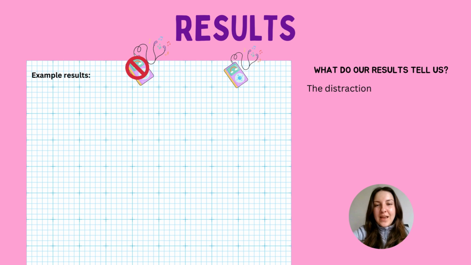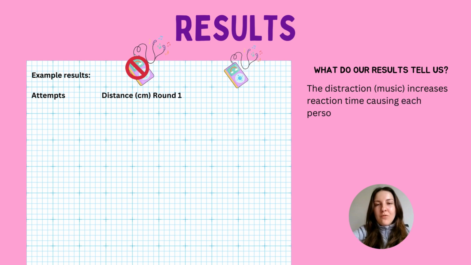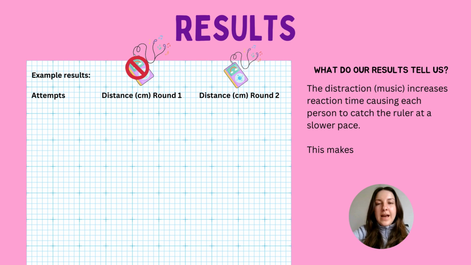Okay, so here are some results from a typical set of data that I've just pulled together and I want to show you. You can see we've got person A and person B in round 1 and round 2. Remember, round 1 was without any sound, round 2 was with some music or some chattering going on. And we've got all the different attempts, including the mean average, which we've calculated from those attempts.